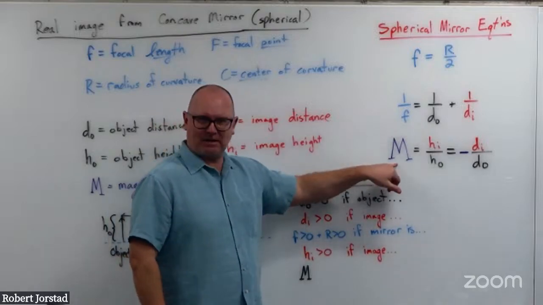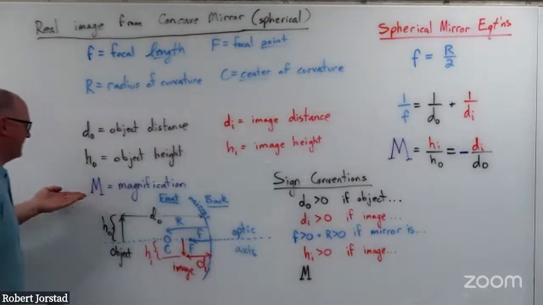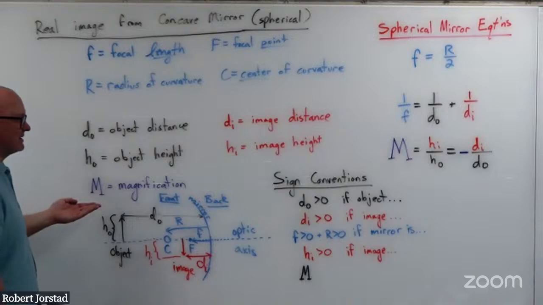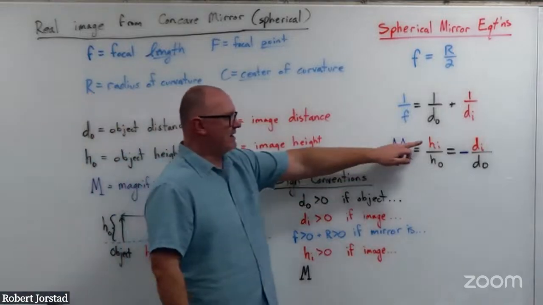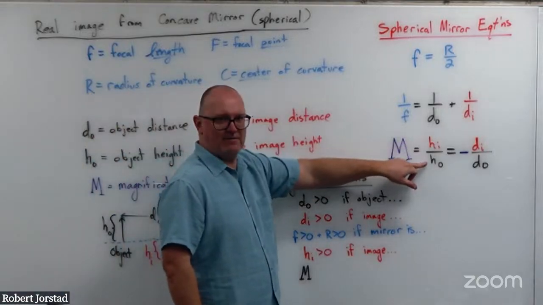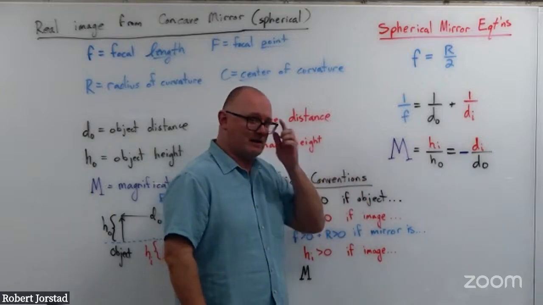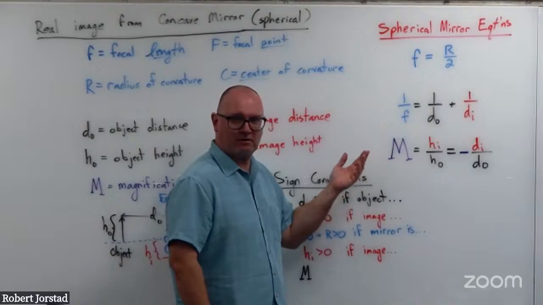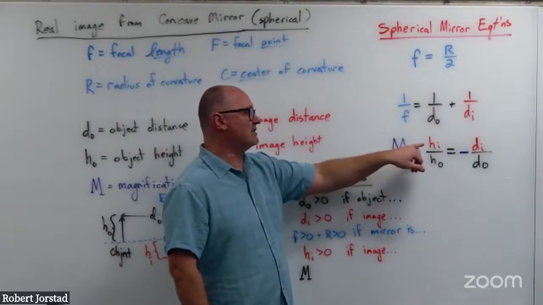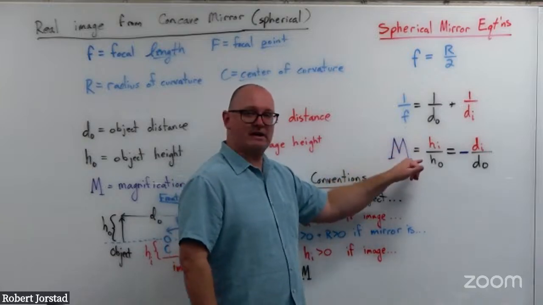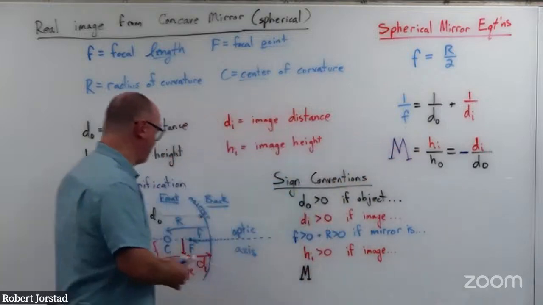This capital letter M is magnification. Magnification basically is you take the height of the image over the height of the object, and if it's bigger than 1, it's enlarged. It's positive. It's magnified with greater than 1. If magnification is less than 1, it shrinks in size. If it's positive or negative, that depends on whether it's flipped upside down.